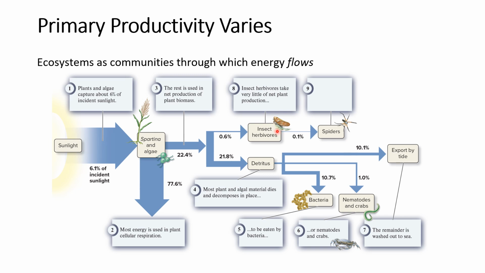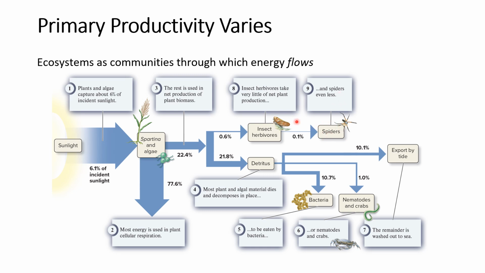They will consume the plants and only get about 0.6% of the energy that came in from the sun. Well, then notice, again, this is all because of the second law of thermodynamics. No energy transfer is 100% efficient, right? So only 0.1% of the energy that is in the herbivores will then make it to the carnivores like spiders, right? And so on and so forth.